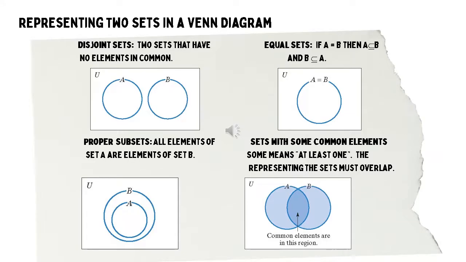Next is proper subset. All elements of set A are elements of set B. So, lahat pala ng elements na makikita kay set A ay elements din ni set B. So, these are called proper subsets. Next, sets with some common element. Some means at least one, so the sets representing them must overlap. Kung meron silang common element, yung two sets, mag-o-overlap po yung Venn diagram.